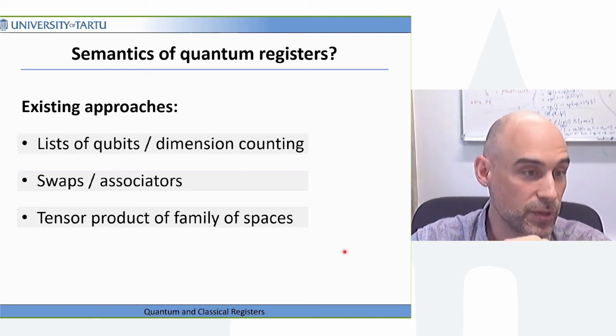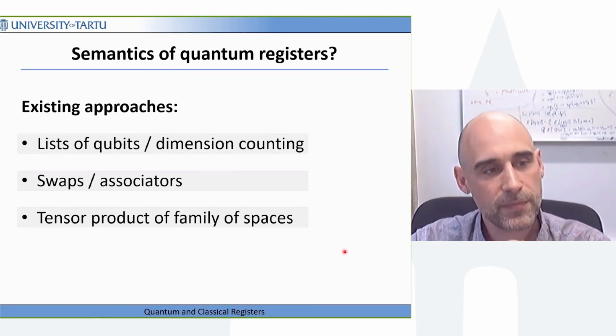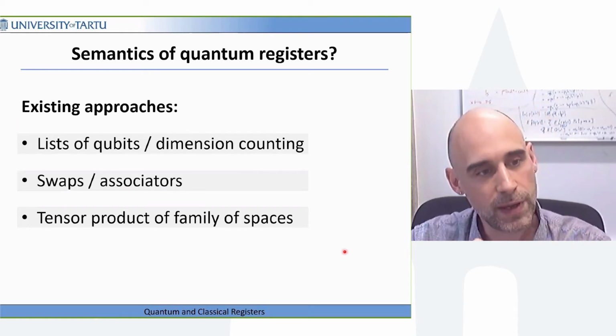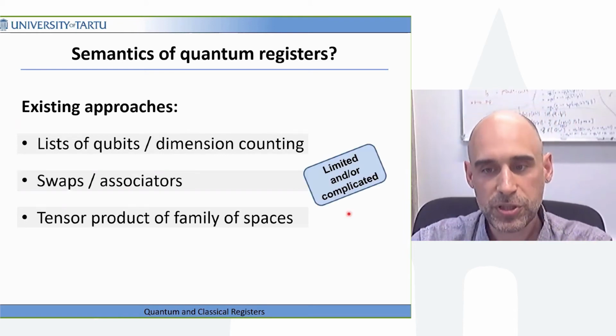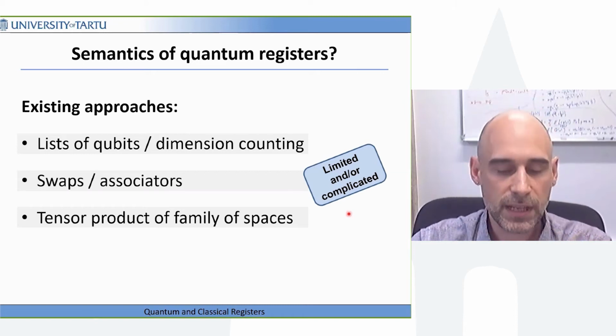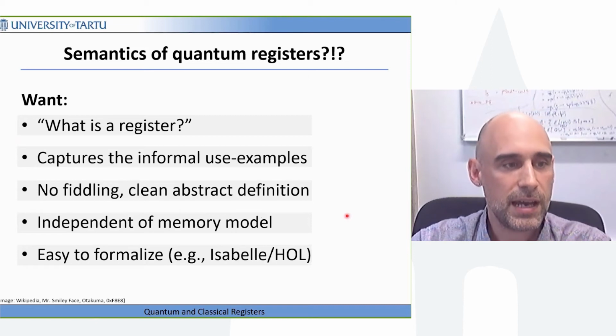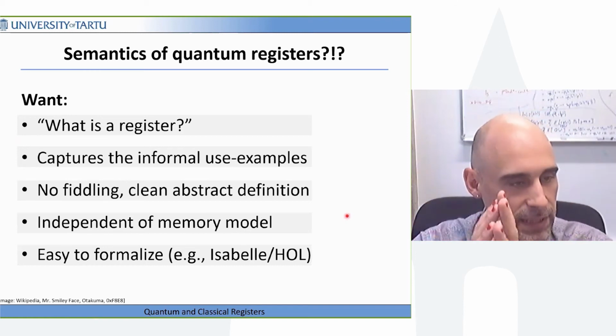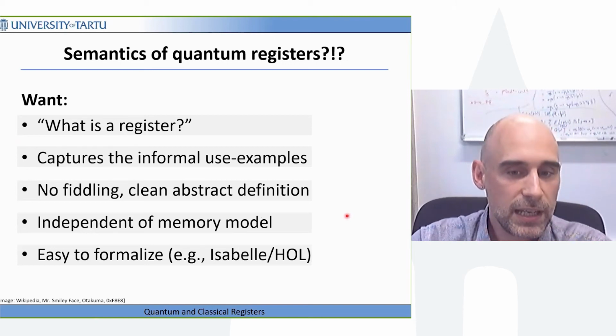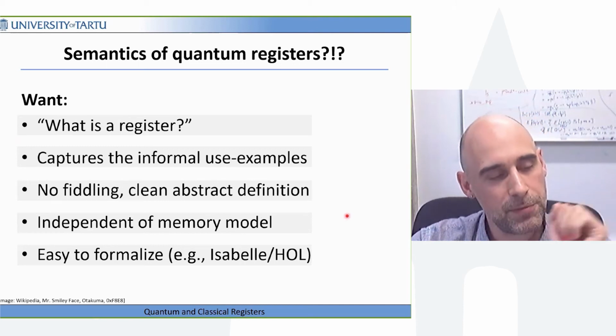associativity matrices, but I've shown you that this blows up. Or you could try more general approaches like having a tensor product of a whole family of spaces from variables. But all these approaches have different limitations or are quite complicated. So none of them would cover all the use cases that I showed you. We actually need a generic definition of what a quantum register is if we want simple and clean semantics. It should capture all the informal use examples that I showed you. I would want it to have no fiddling with indices and so on, a simple, clean, abstract definition, independent of the memory model. And I would like it to be easy to formalize in a theorem prover, like in our case, Isabelle/HOL. This is the reason why I'm unhappy with the current situation.